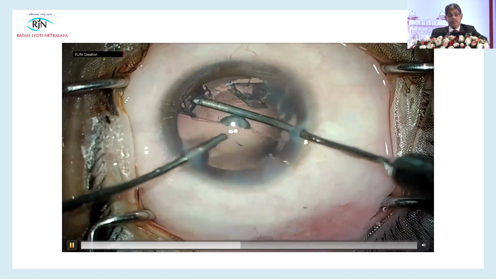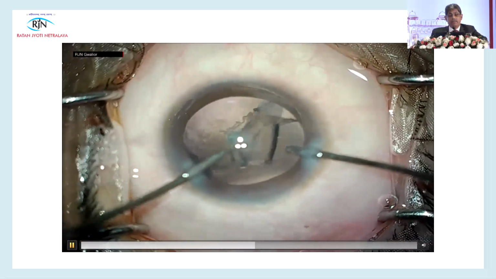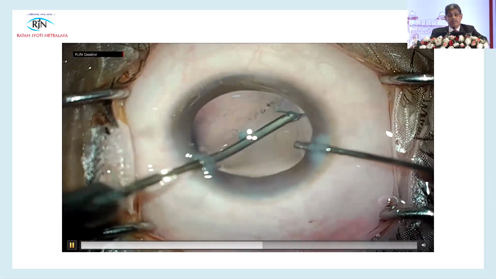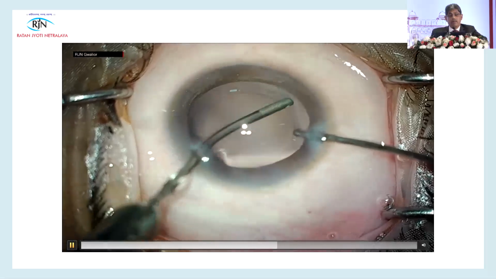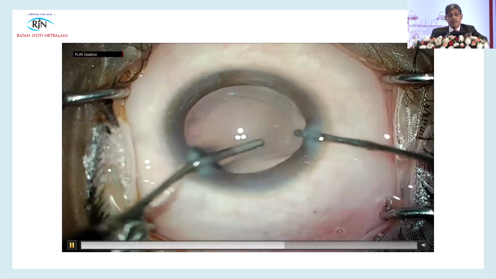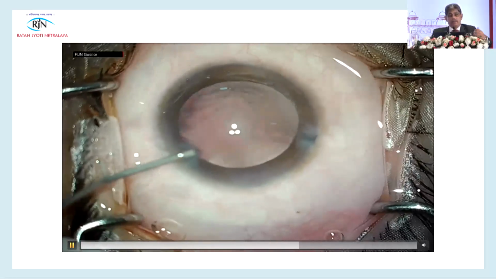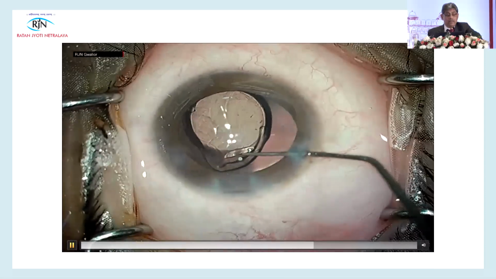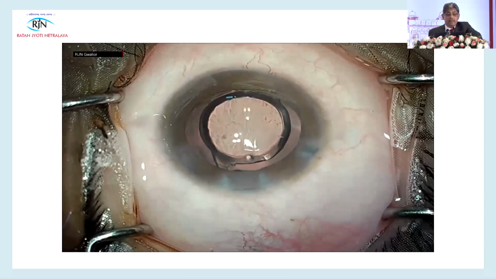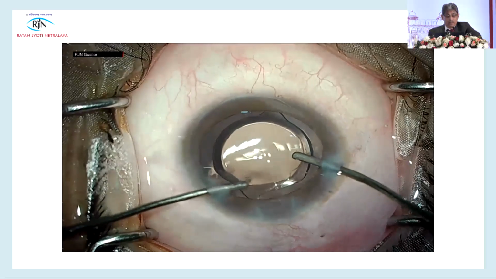undersurface of the capsular axis rim, and the cortex is aspirated from the periphery towards the center, and do not touch the central part till you have implanted the lens, or rather you can do an early YAG capsulotomy in the postoperative period. Fill the chamber with viscoelastic, and the lens is placed in the bag. So this is the way it should be done.